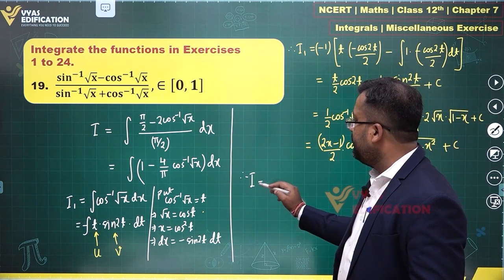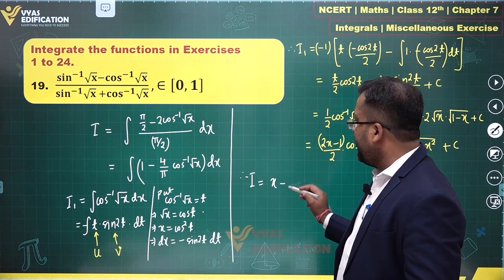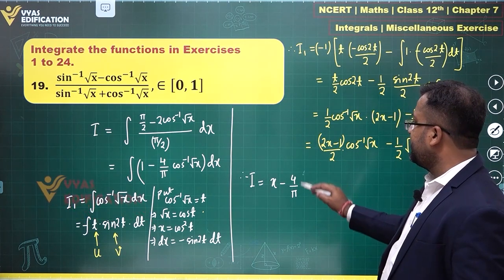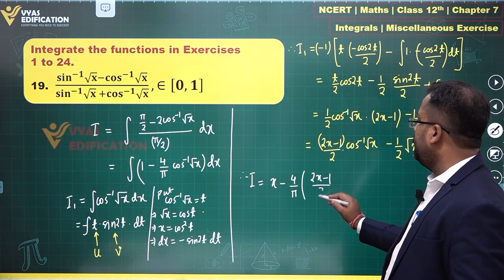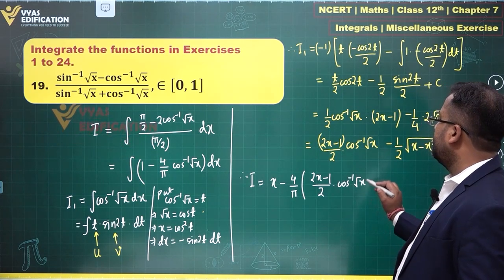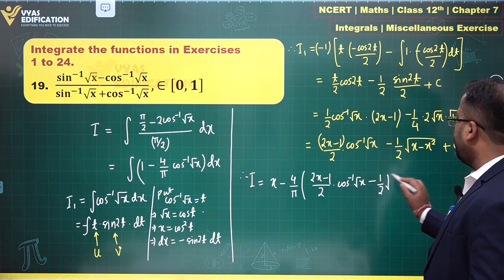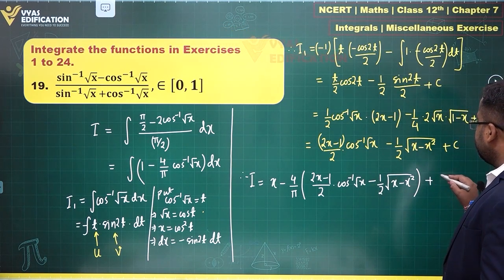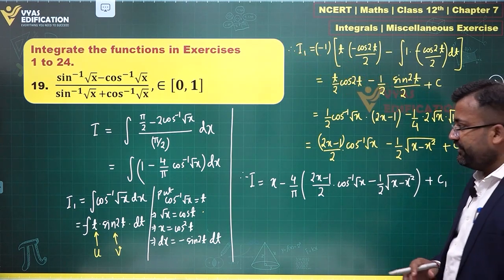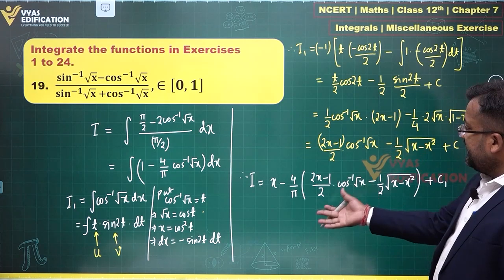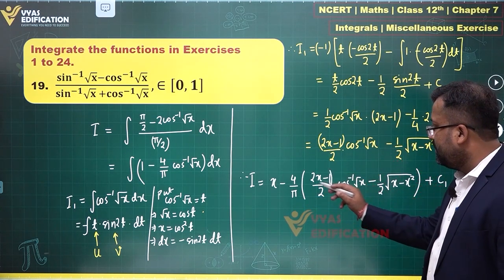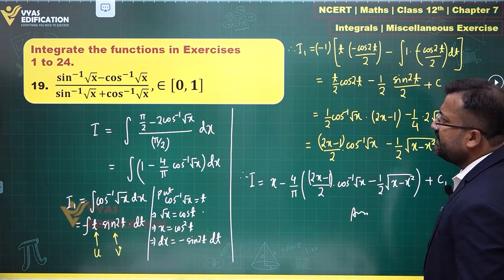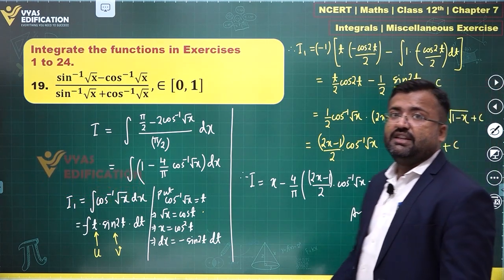Therefore, I will be the integral of 1, which is x, minus 4 by pi times I1. I1 is this: 2x minus 1 by 2 cos inverse root x minus 1 by 2 root of x minus x square, and multiply this with this, and make this constant C prime or C1 for that matter. That's the new constant of integration over here. This is my final answer for this question. At most we can multiply the 4 by pi inside and we will get a slightly different form, but this is the final solution and the final answer for this question.